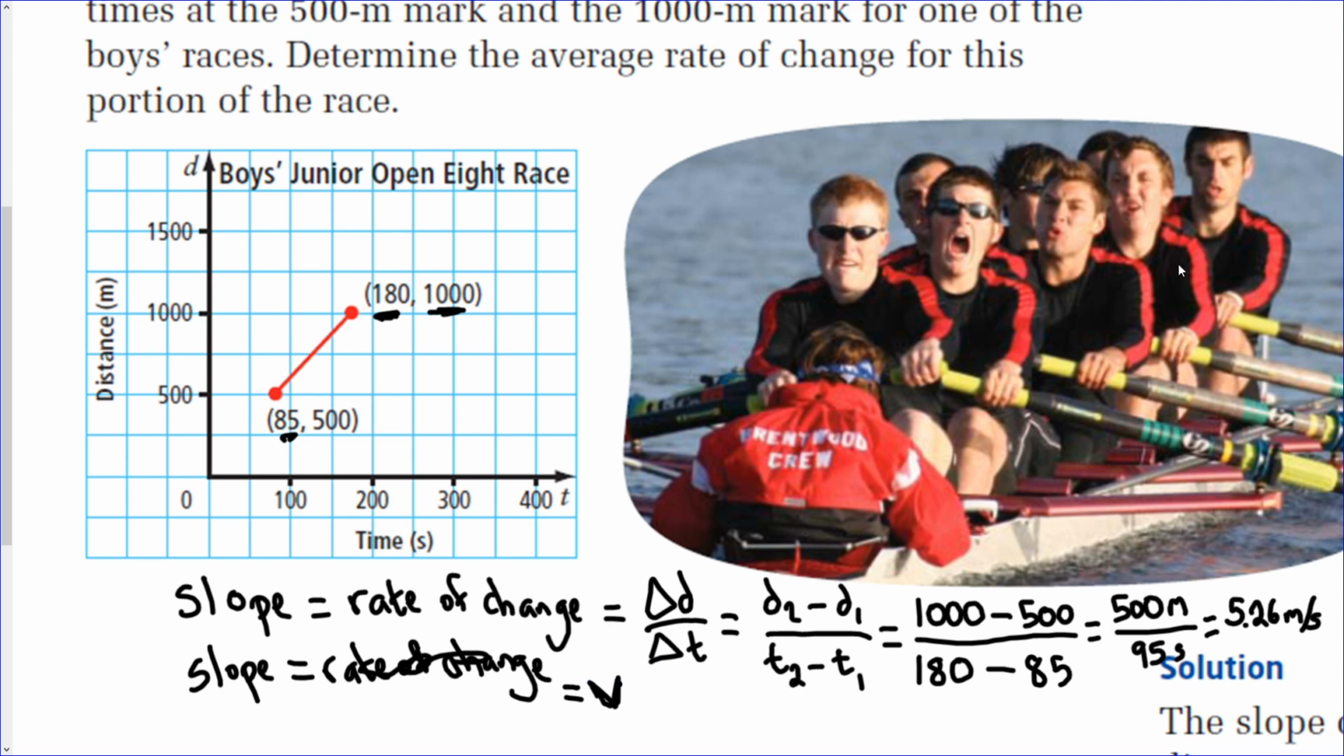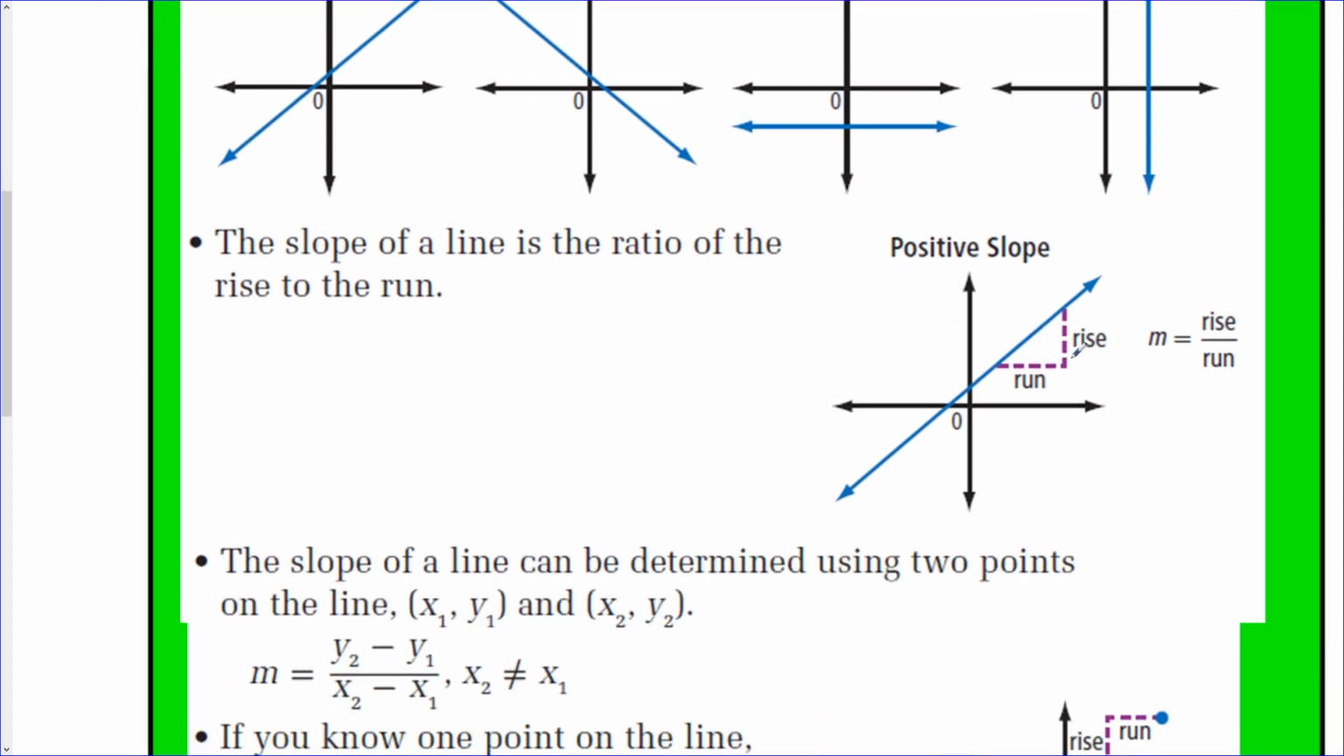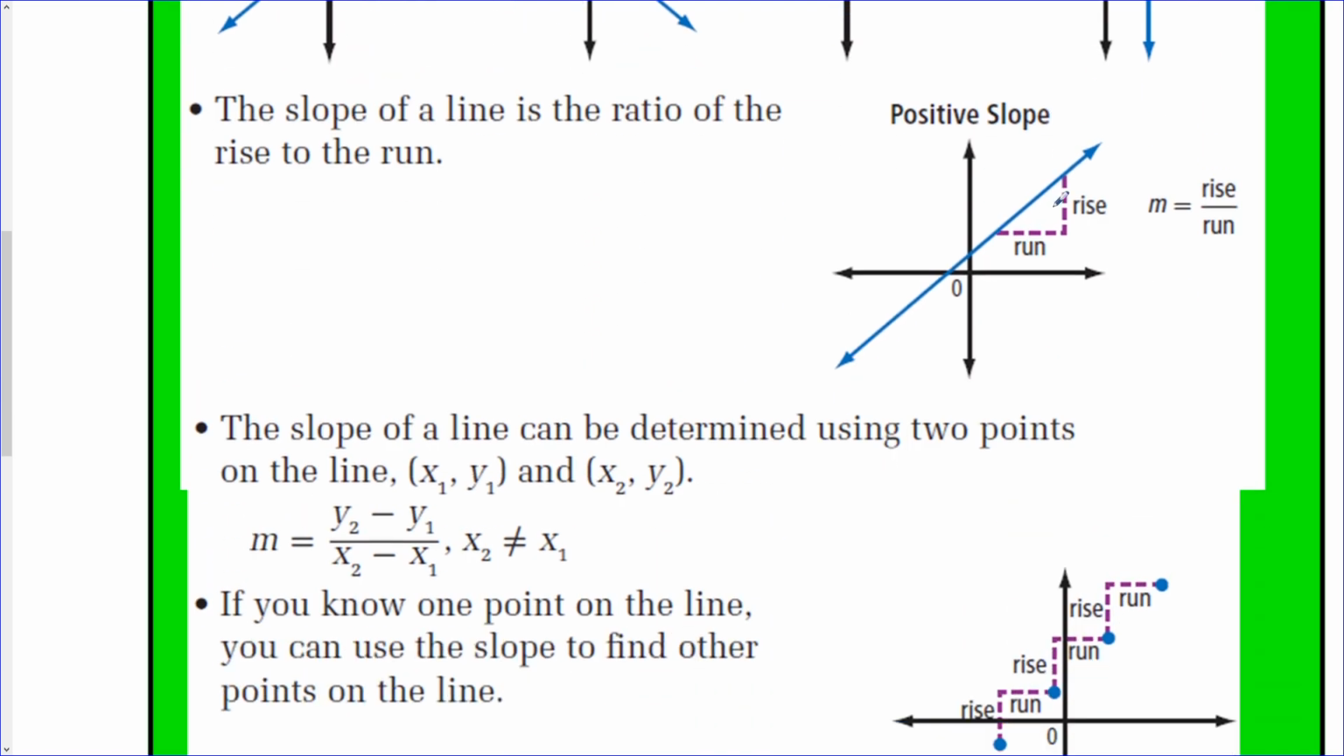That's it for Chapter 6. That's it for Math 10C, at least this COVID year. In summary, a positive slope goes up and to the right. A negative slope goes down and to the right. A slope of 0 is a horizontal line. An undefined slope is a vertical line. The slope is the ratio of the rise over the run. For any straight line, you can just take 2 points on that line and determine the slope. It's the second y value minus the first y value divided by the second x value minus the first x value.